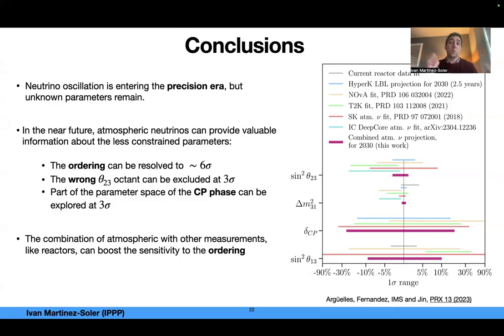What is also quite interesting is that atmospheric neutrinos will be combined with many other experiments, and that combination can boost the sensitivity a lot and help us resolve quite soon many of those uncertainties we have seen. And that's all. Thank you very much.